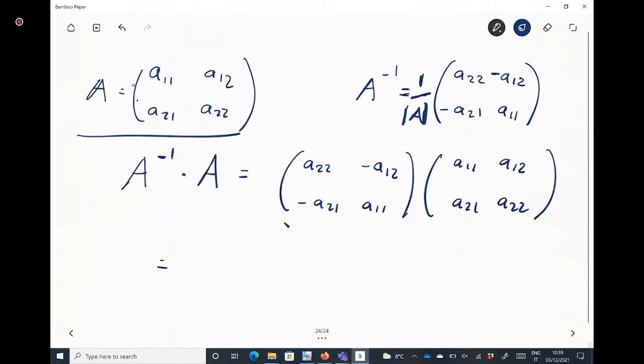So the structure of the inverse matrix is like this. This is the original matrix. The inverse matrix is this one multiplied by a scalar, which is 1 over the determinant of A, okay? So let me show you that the product between A minus 1 and A is consistent with this rule. Look at the product. It is A22 times A11 minus A12, A21.